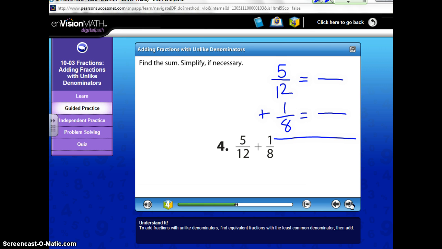The kids in my first hour told me that the hardest part of every problem today was picking the right denominator. You guys did a really good job on Friday's lesson. This is the same thing. We have a 12 and an 8. What would be the lowest denominator that would work for both?